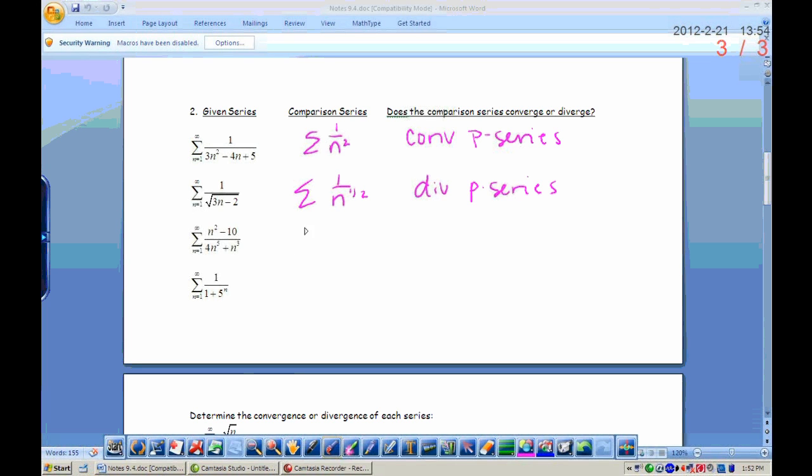Okay, next one. Good, 1 over n cubed. And I can tell that y'all are just kind of starting to go with your gut instinct, and that's kind of what you need to do. If you look at the highest exponent on both the top and the bottom, if you reduce that, it becomes 1 over n cubed. And that one also converges.